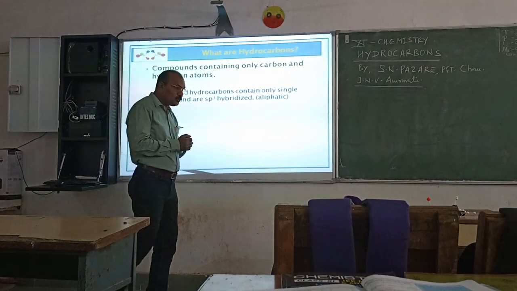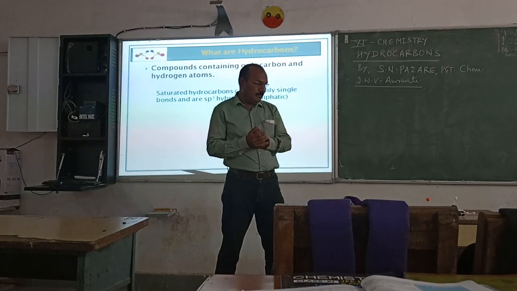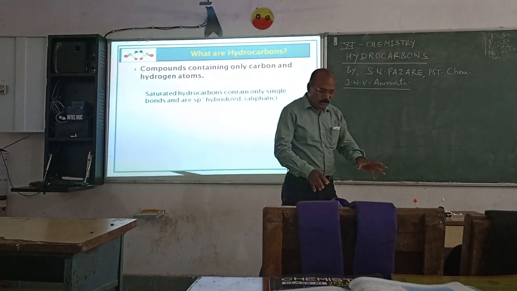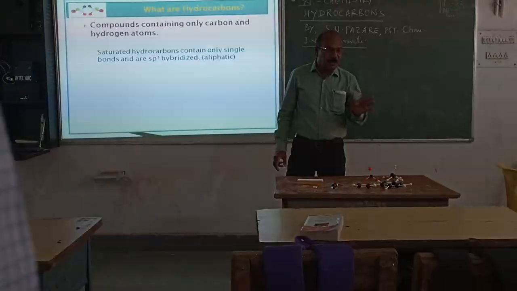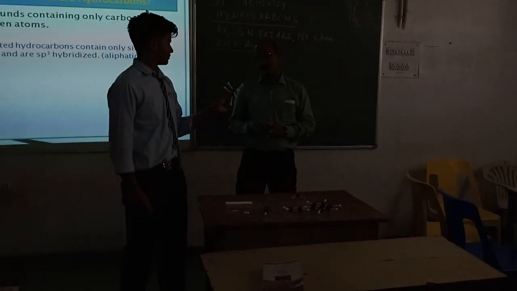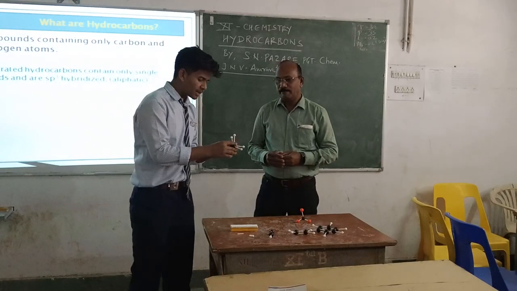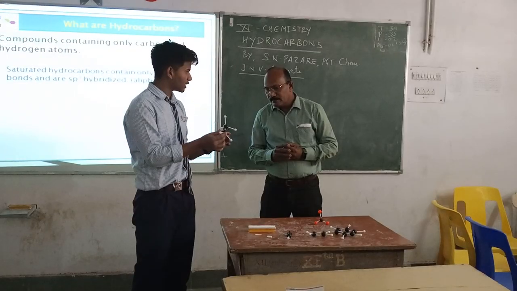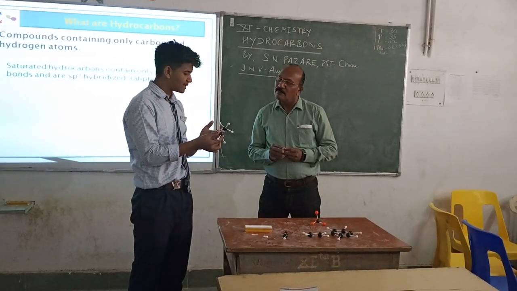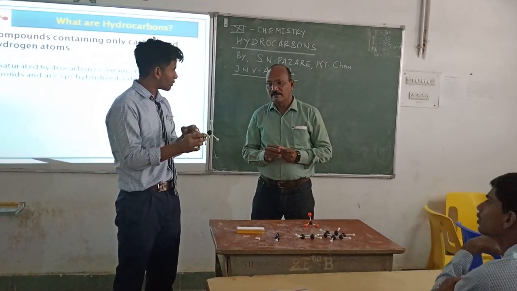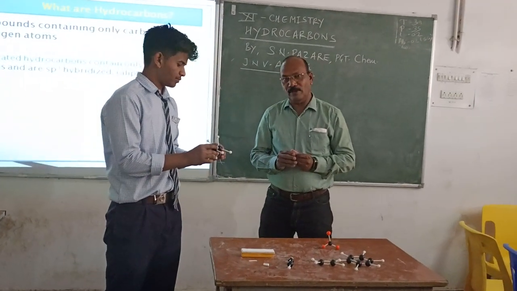Now my question goes to Mithilesh. Come here, show me the single bonded saturated hydrocarbon from this model. Sir, this is ethane. Now explain this ethane. Sir, there are two carbons, and each carbon completes its valency with single bonds: each carbon has one bond with the other carbon and three bonds with hydrogen. Very good, very good.